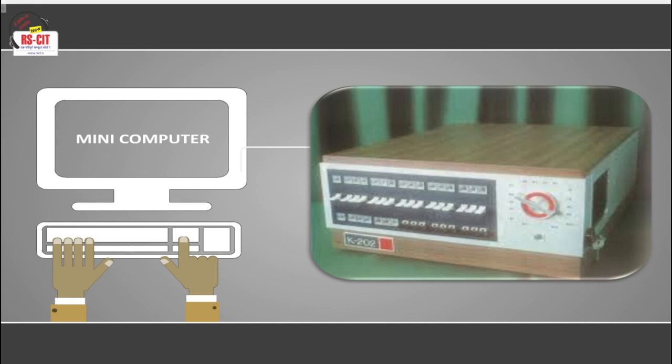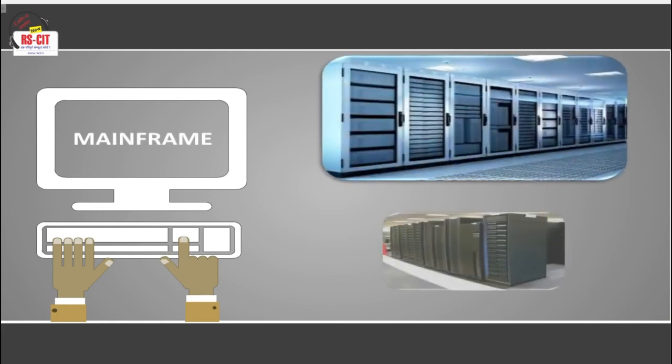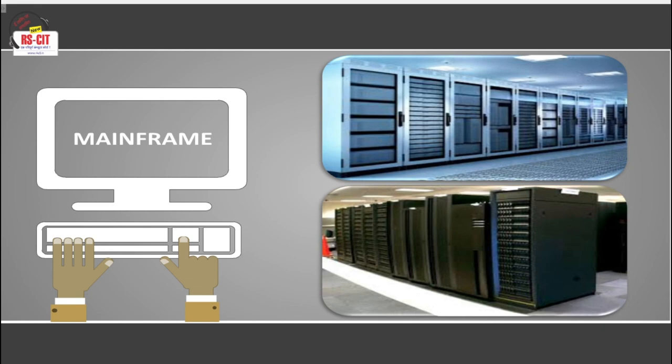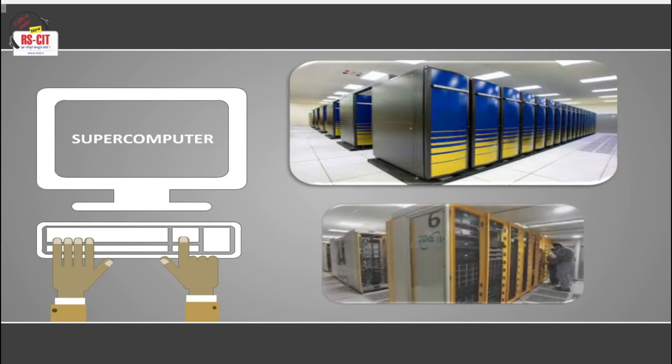These computers use a single-user and a multi-user concept also. Some examples of minicomputers are K202, Texas Instrument TI-990, SDS-92. Mainframe computers are computers used primarily by large organizations for critical applications, bulk data processing such as census, industry and consumer statistics, enterprise resource planning and transaction processing. Supercomputer is the fastest computer available.